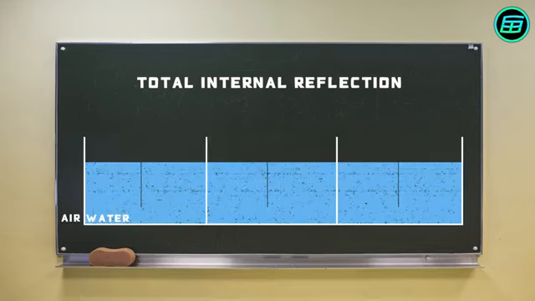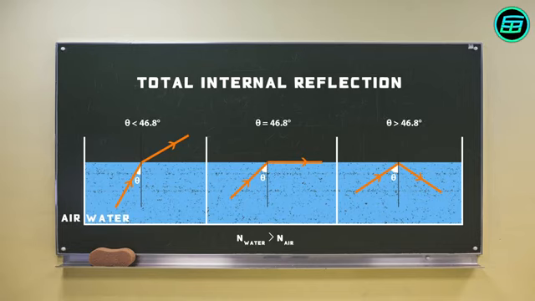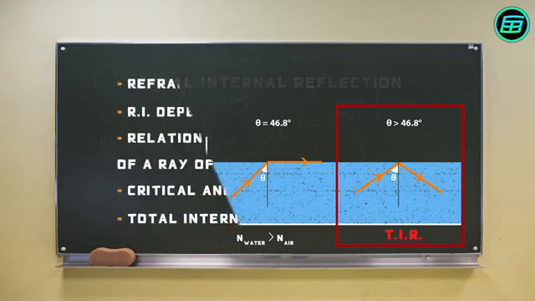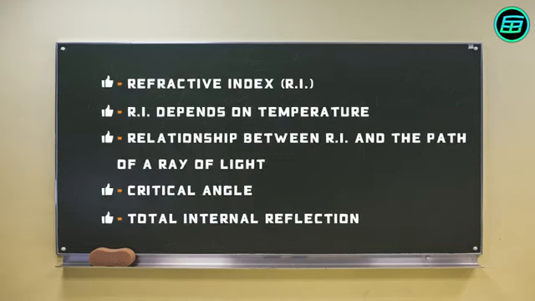For example, if light travels from water to air at an angle greater than the critical angle for water to air, which is 46.8 degrees, it'll be reflected back into the water. Now we have all the information we need to understand how a mirage forms.